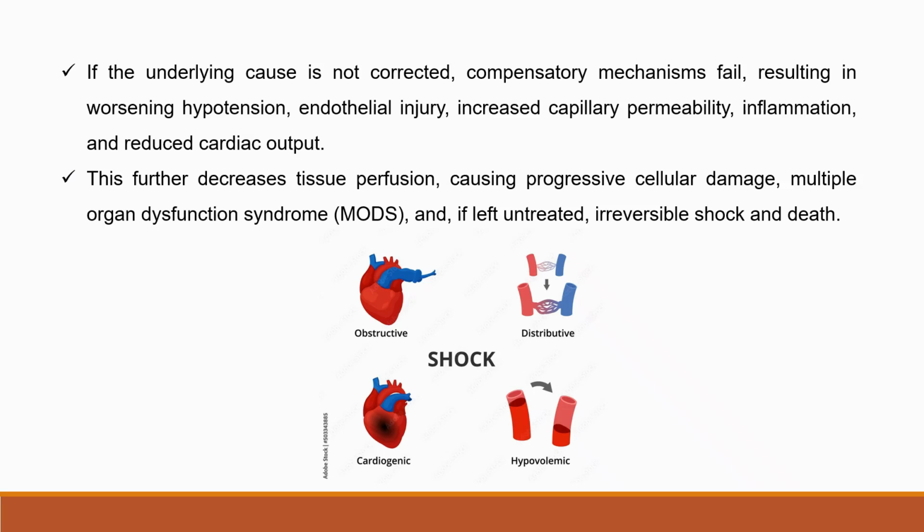If we are not able to correct this condition, like our body is trying to hold it, but we are not able to treat it, what will happen? It will worsen the situation. There will be hypotension, and there will be a chance of endothelial injury and increased capillary permeability. Inflammation begins, so the interleukins and all the inflammatory mediators come. So there will be a reduction of cardiac output. Once the cardiac output is reduced, everything will worsen. So tissue perfusion is reducing, which is causing progressive cellular damage.